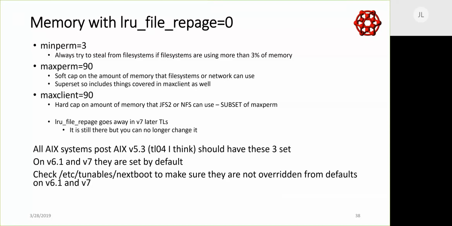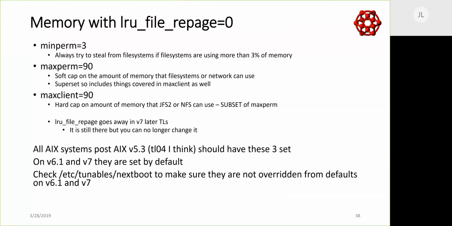All right. So one of the ways they chose to get rid of the calculation piece between min perm and max perm was they came out with something called LRU file repage. LRU file repage by default was 1, and they changed it to 0. What that did was say, forget about this calculation. We'll still have min perm and max client, but in terms of my calculations, if file systems are using less than min perm, we'll steal from executables. If file systems are using more than min perm, we will make a strong recommendation to the LRU daemon to always steal from file systems.